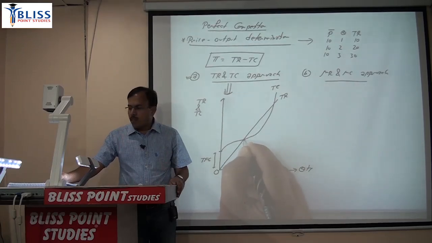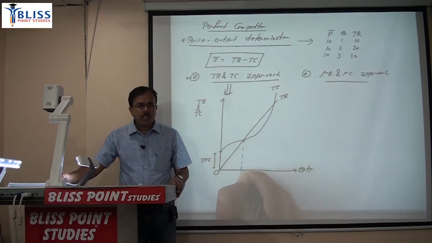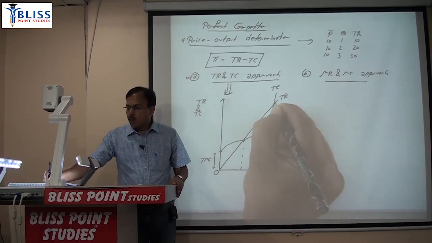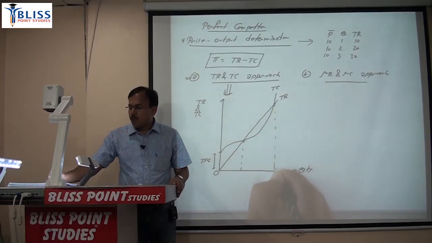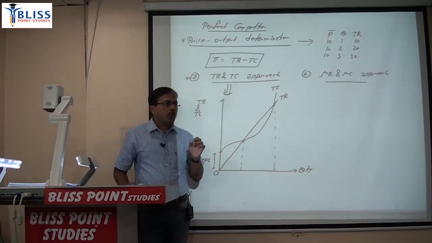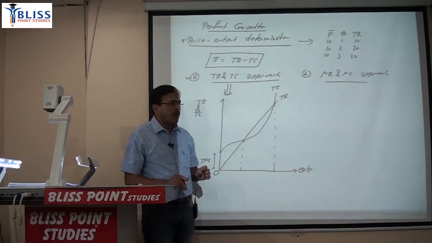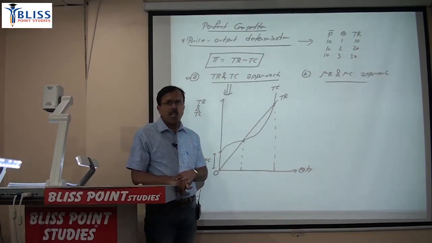Here TR and TC will be equal, so profit is 0. Here also TR equal to TC, here also profit is 0. We have to determine profit maximizing condition. So where profit is maximized, which area is profit here?